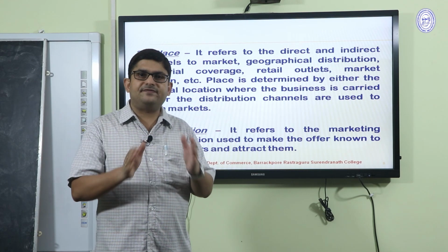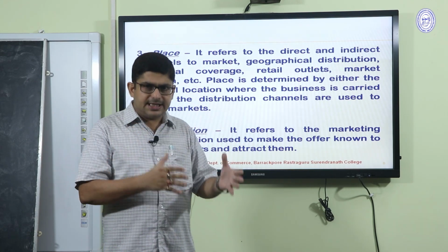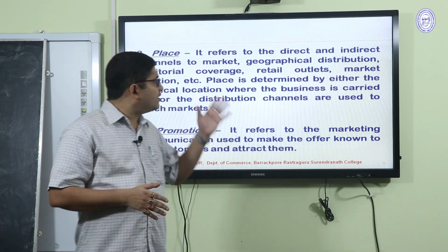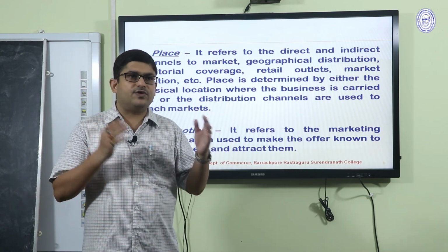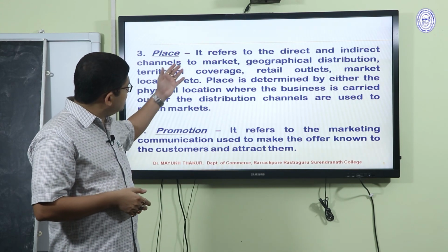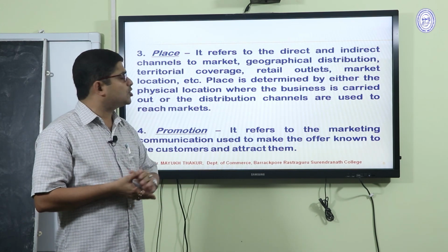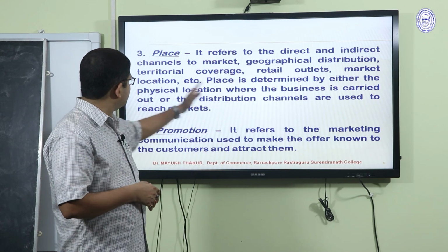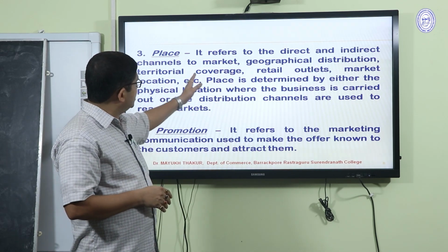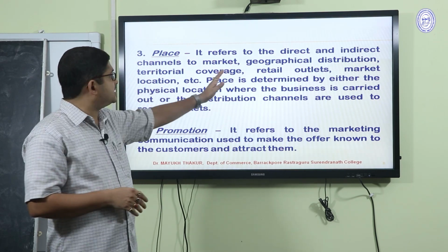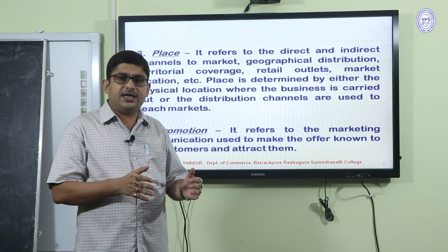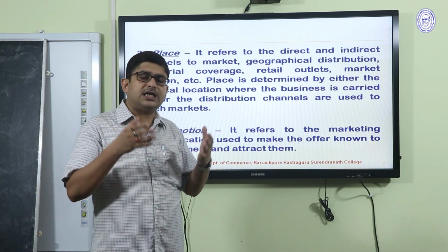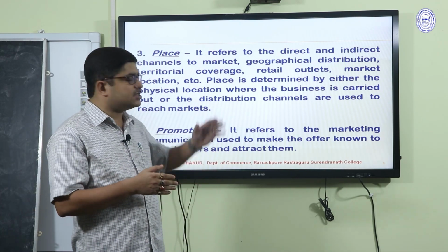So these are the different kinds of sellers which we see in our market, available in the market area for this particular place where we go for final purchase. It refers to the direct and indirect channels to market, geographical distribution, territorial coverage, retail outlets, market location, etc. That means different kinds of distribution channels like dealers, distributors, and retailers, which are used by different companies to reach the market.